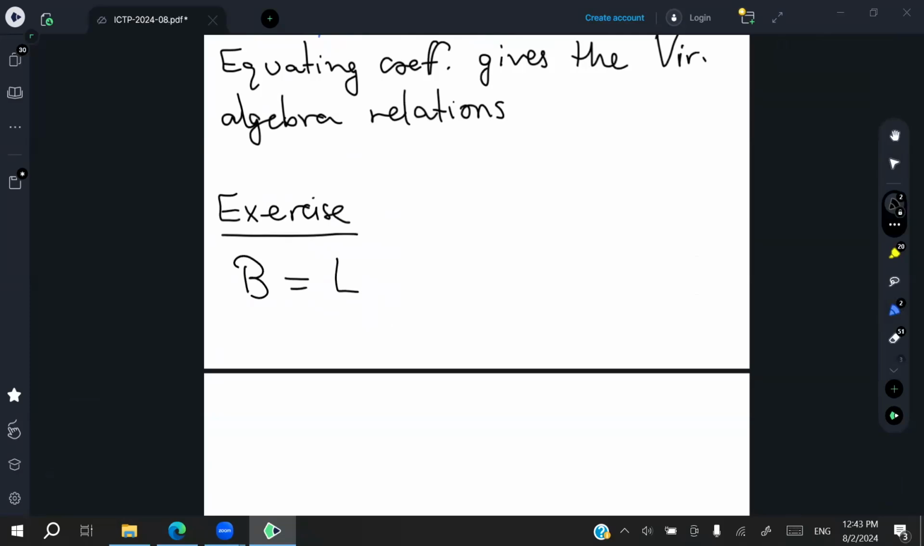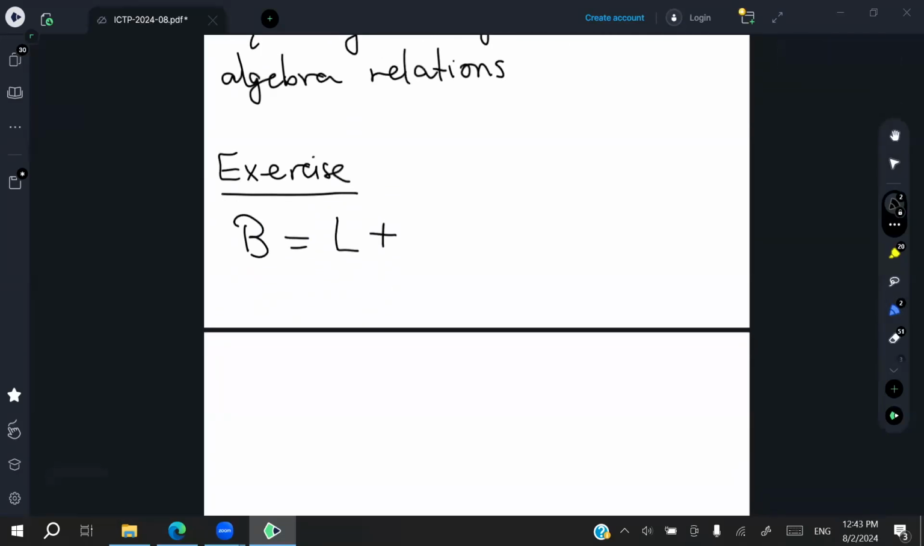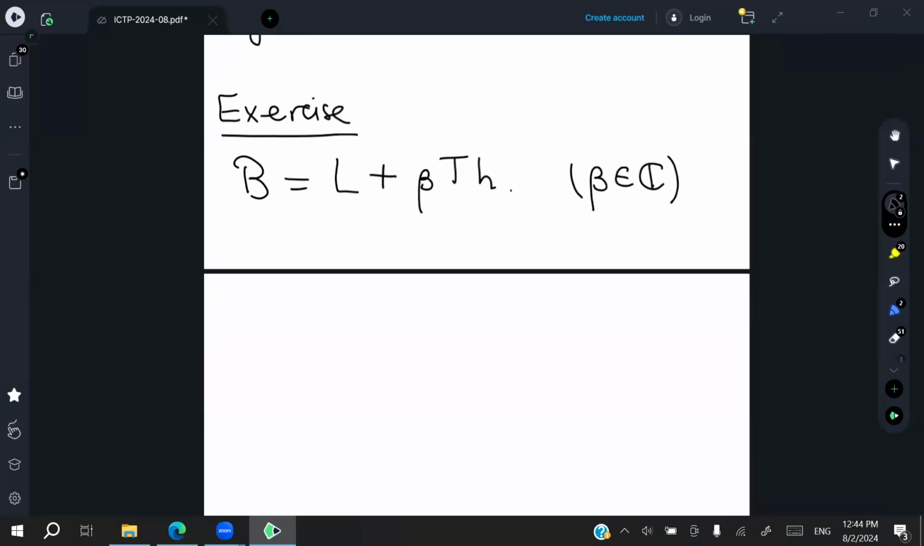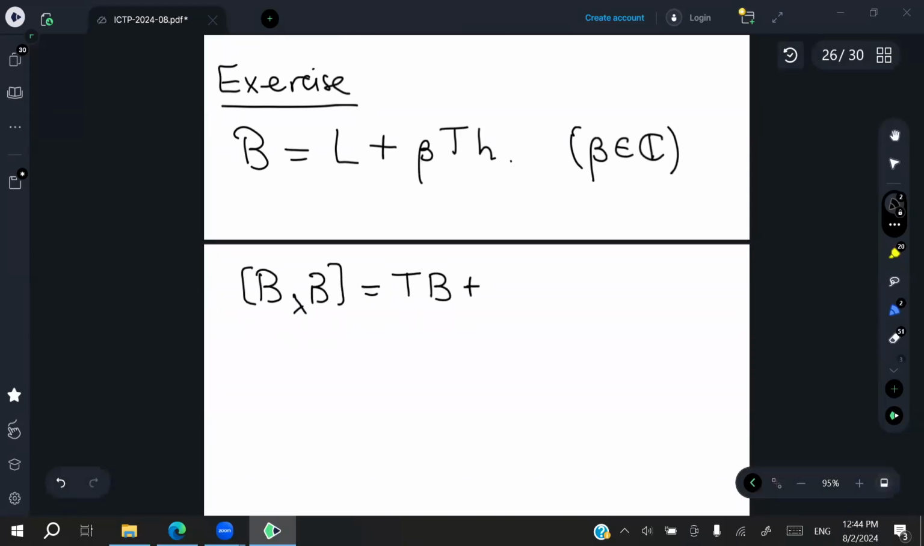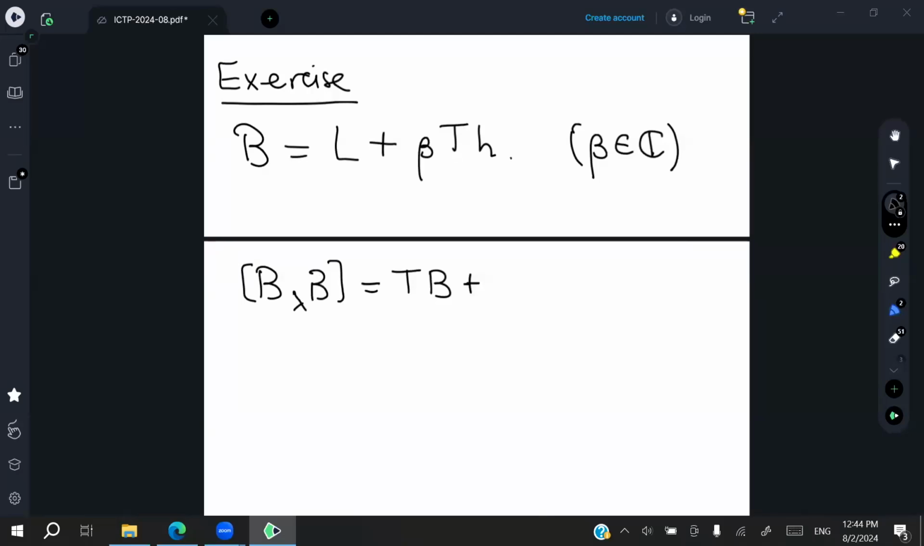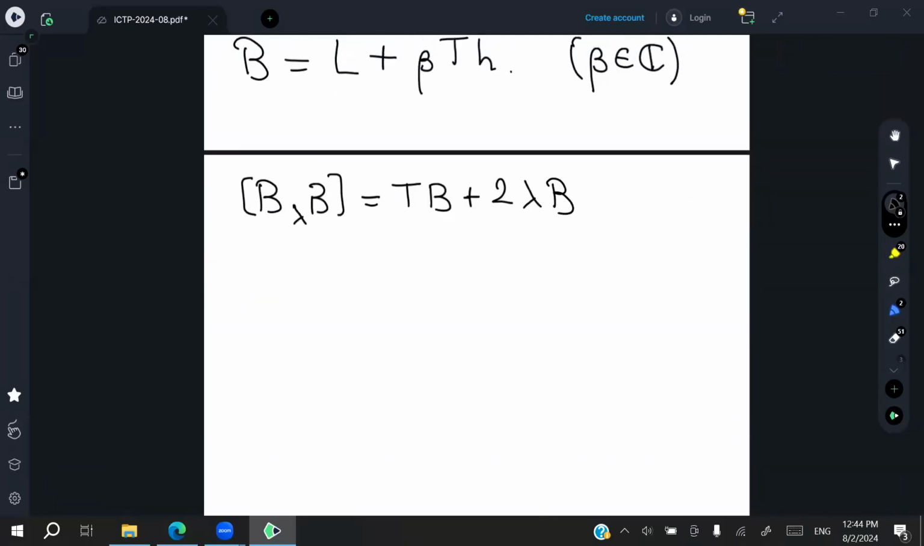If I set B to be L plus beta times T H, where now beta is just some scalar, you can do this computation again explicitly, and it's a good exercise for anyone who wants to get better at this kind of computation. So this is again a Virasoro field. One finds lambda cubed over 12 times 1 minus 12 beta squared.